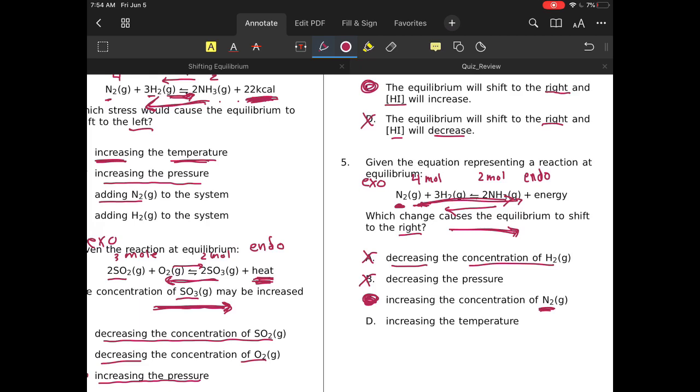And increasing the temperature, let's just check it out. Increasing the temperature favors the endothermic reaction. That would shift it left, so that is not the answer.